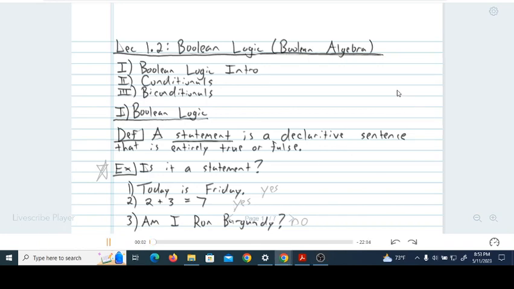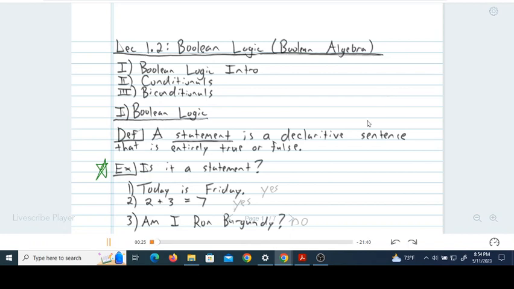Alright, here we have Lecture 2 in Unit 1, 1.2, Boolean Logic. Now, Boolean Logic, also known as Boolean Algebra, is essentially the algebra of statements. A statement is a declarative sentence that has a truth value. In other words, it's either true or false. So let's look at this first example right here.